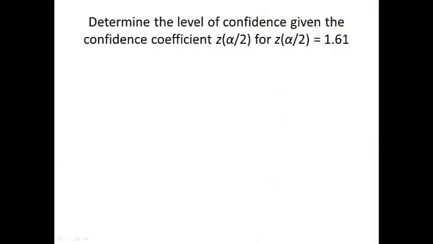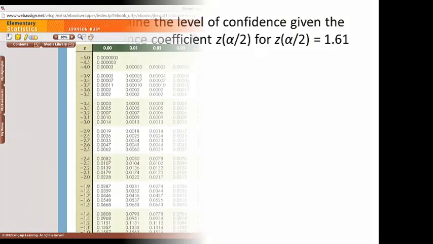Now the problem in number 6 says determine the level of confidence given the confidence coefficient z of alpha over 2, for z of alpha over 2 equals 1.61. Now this is asking for the exact opposite. This is wanting 1 minus alpha. So first we need to figure out what alpha over 2 1.61 is referring to. So we need to go back to the table to find that out.